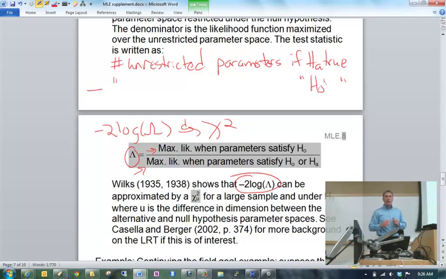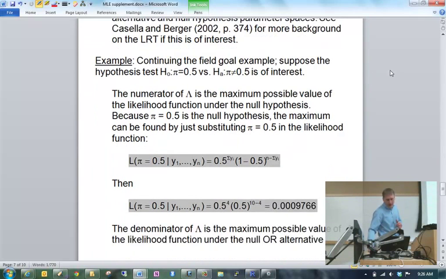Note that this is going to be a right-tailed test, meaning that we're looking for large values of -2 log lambda in order to decide if we're going to reject or not. We can compare then this -2 log lambda to a critical value from your chi-square distribution, like a 0.95 quantile. Okay, so let's take a look at an example that applies this.